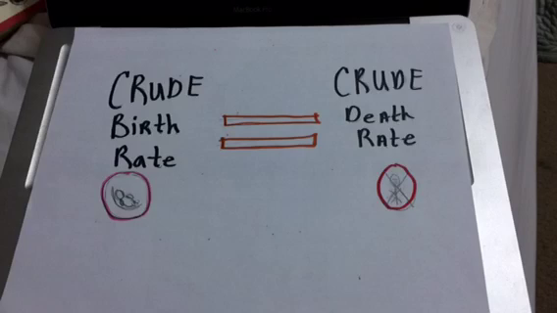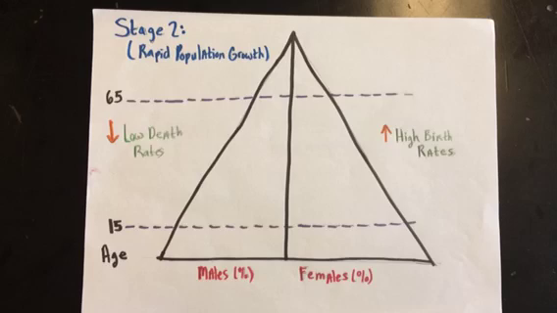The population size does not change quickly because the crude birth rate roughly equals the crude death rate. This happens because life expectancy of adults is low because of conditions such as work conditions, and the infant mortality rate is high because of disease, lack of health care, poor sanitation, and so on.